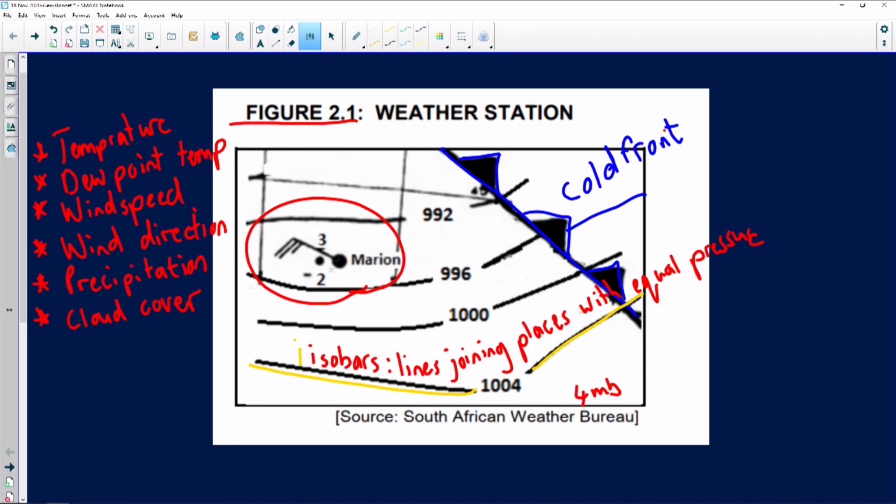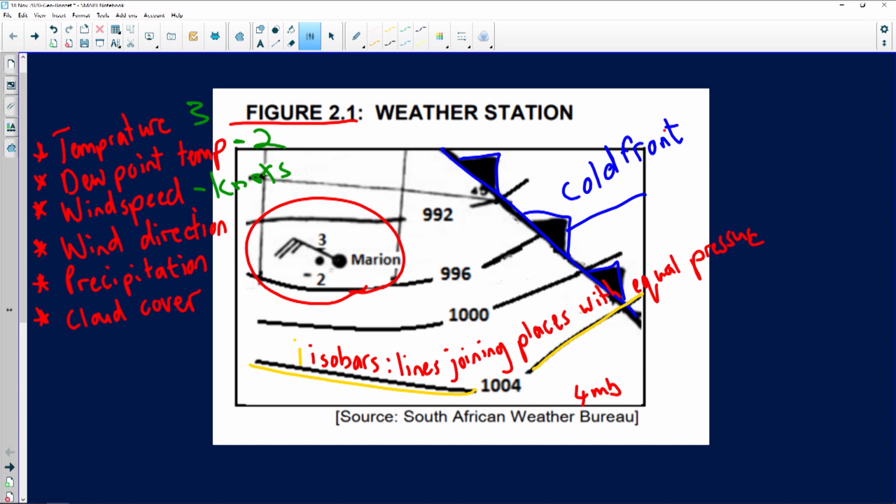Okay, grade 10, the first concept that you've learned, what's the difference between weather and climate? Climate, we experience over a period of 20 years. Okay. Weather, we experience daily. Okay. Changes daily. Okay. Now, going back. So first of all, when we look at this weather station model, the 3 represents the temperature. The -2 represents the dew point temperature. The wind speed is being expressed in knots. I'm going to write it there.